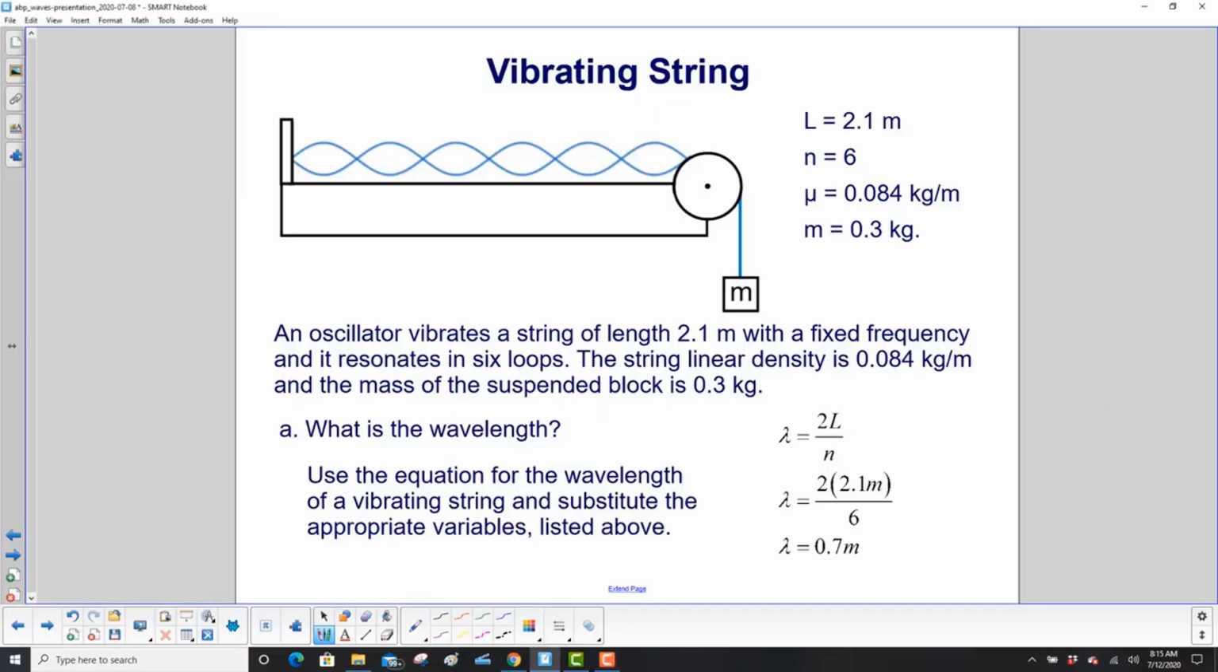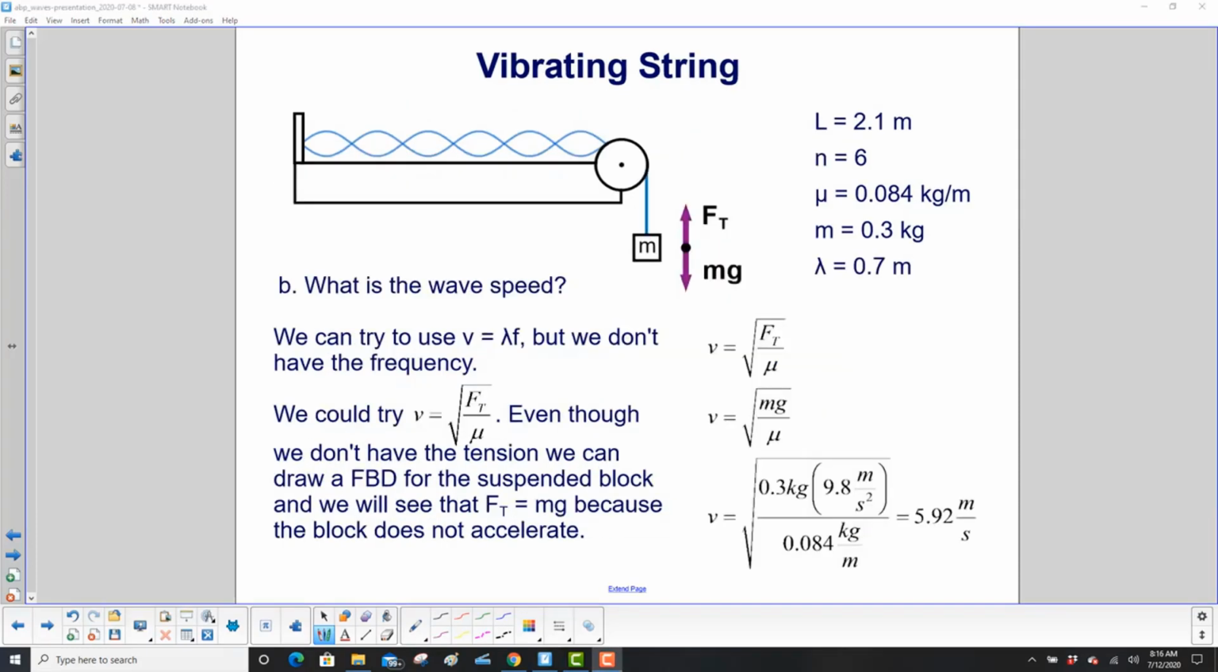What is the wavelength? Use the wavelength equation for a vibrating fixed string, which is 2L over n. The length of the string is 2.1 meters. That's this length right here. And there are 6 loops. So we divide by 6, and we get the wavelength is 0.7 meters.